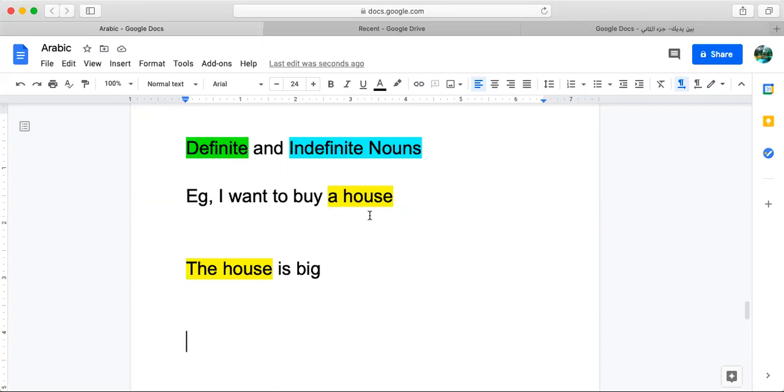I want to buy a car. I'm looking for a cat to take as a pet, or I'm interested in a subject, but you don't mention the subject. It could be any subject. So then the person would say, "What subject are you interested in?" Then he'll say, "I'm interested in maths." So that's specific now. So that becomes definite.